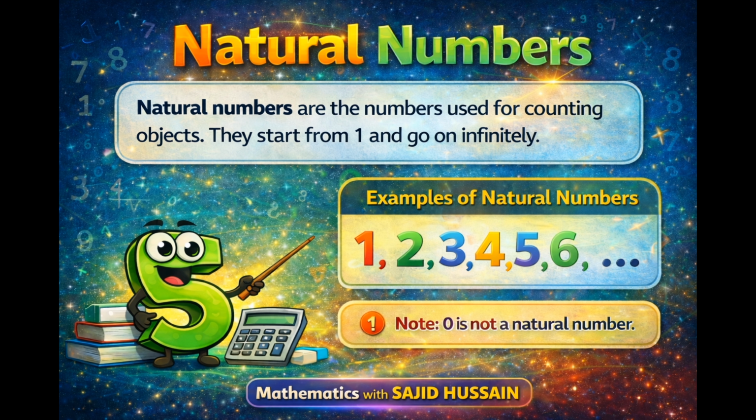Definition of natural numbers. Natural numbers are the numbers used for counting objects. They start from 1 and go on infinitely. Examples of natural numbers: 1, 2, 3, 4, 5, 6. Note: 0 is not a natural number.